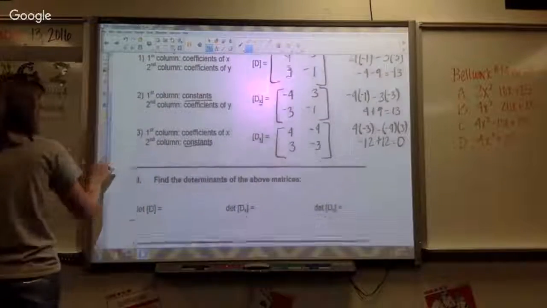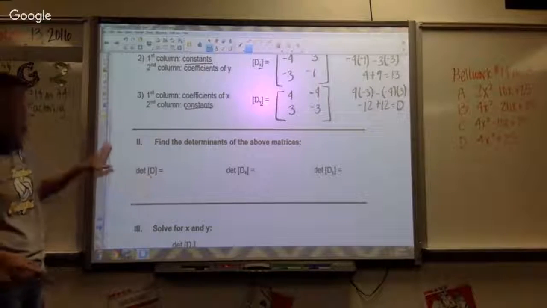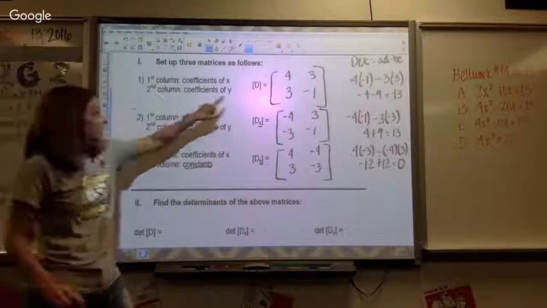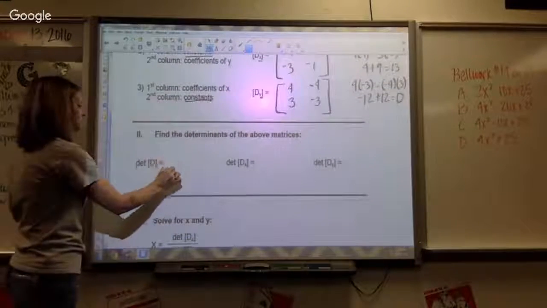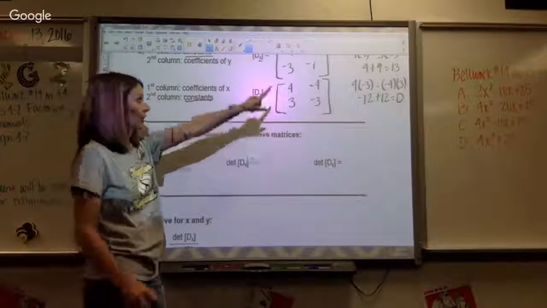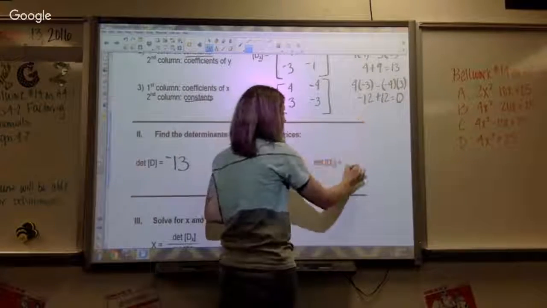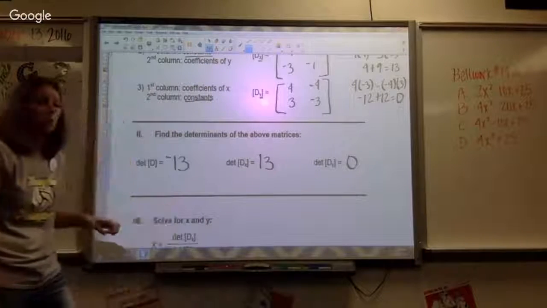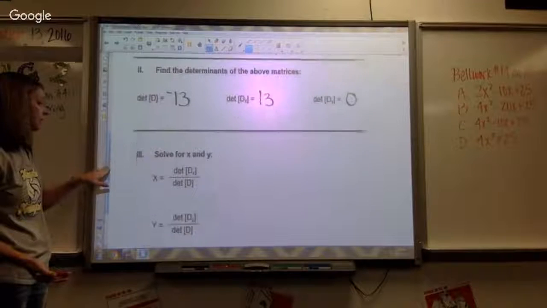Okay, so now we're going to fill this in. Determinants of each matrix. This first one, the determinant was negative 13, so I'm just going to fill that in here. The second one we found to be positive 13, and the determinant of that last matrix was 0. So once we find the determinant of each one, this is how we solve and find the solution.